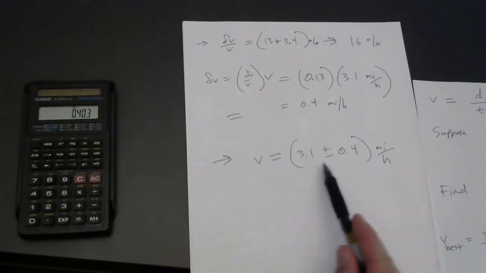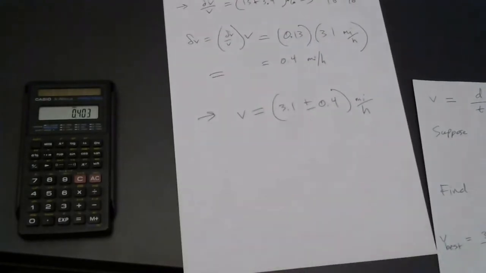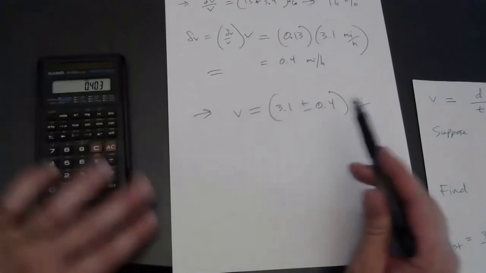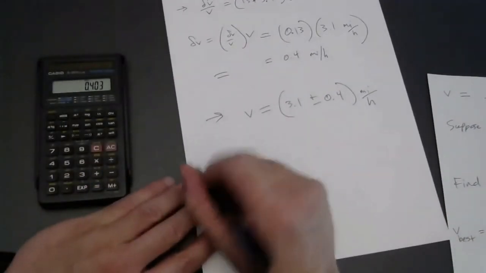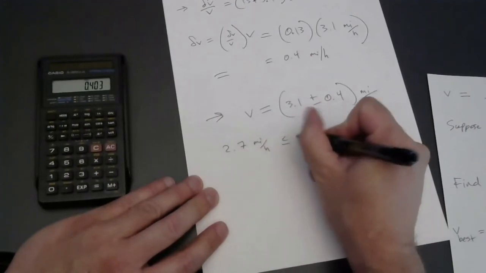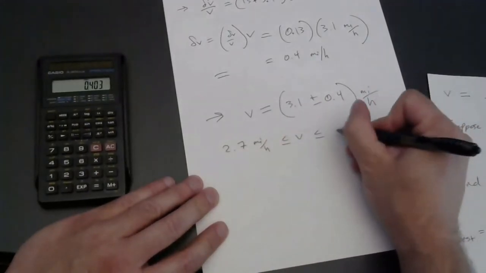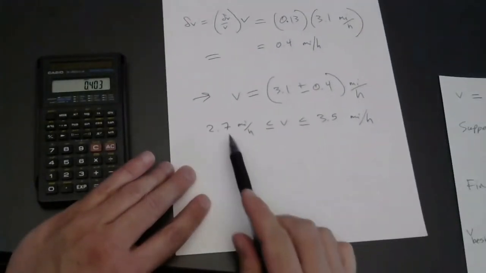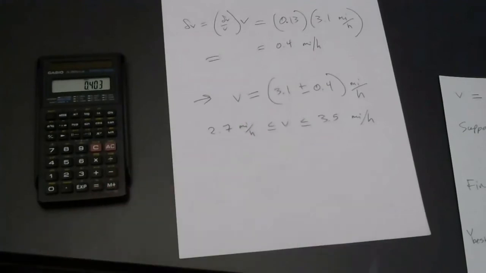Arguably, you could just round this to 3 and say it's 3 plus or minus 0.4. I think this is perfectly fine. No need to sweat too much about which digit to use exactly. Now, we might as well subtract and add 0.4 from 3.1. So we could say 2.7 miles per hour is less than or equal to v is less than or equal to 3.5. That makes it really clear what the lowest likely value is and the highest likely value.